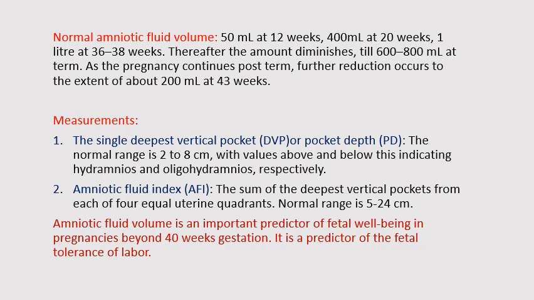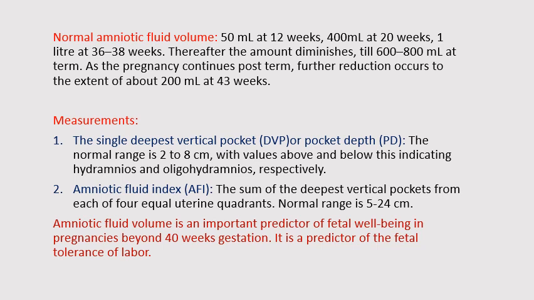Normal amniotic fluid volume at around 12 weeks is 50 ml, 400 ml at 20 weeks, and around 1 liter at 36 to 38 weeks of pregnancy. After that, the amount diminishes so that it becomes around 600 to 800 ml at term pregnancy. If the pregnancy continues beyond term, then there is further reduction of the amount. So it comes down to around 200 ml if the pregnancy continues up till 43 weeks.